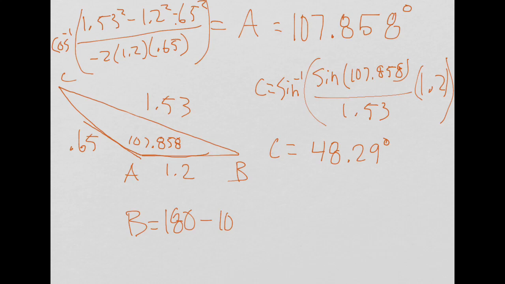So then to get B, all we have to do is 180 minus 107.858 minus 48.29. Do that and you should find B is 23.852 degrees. And we're done. That triangle done been solved.